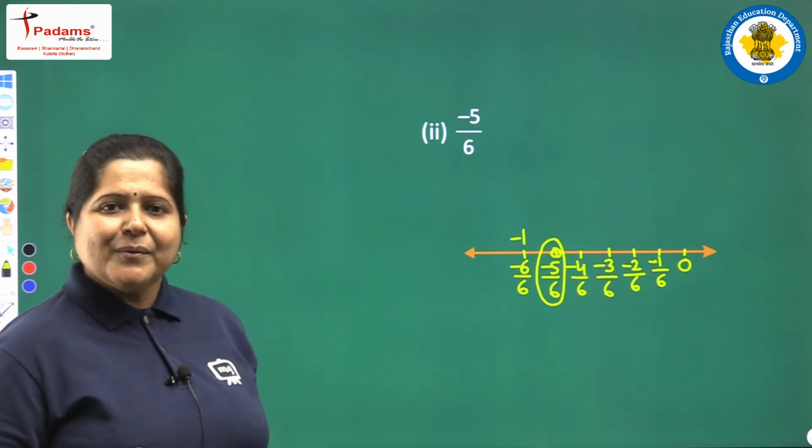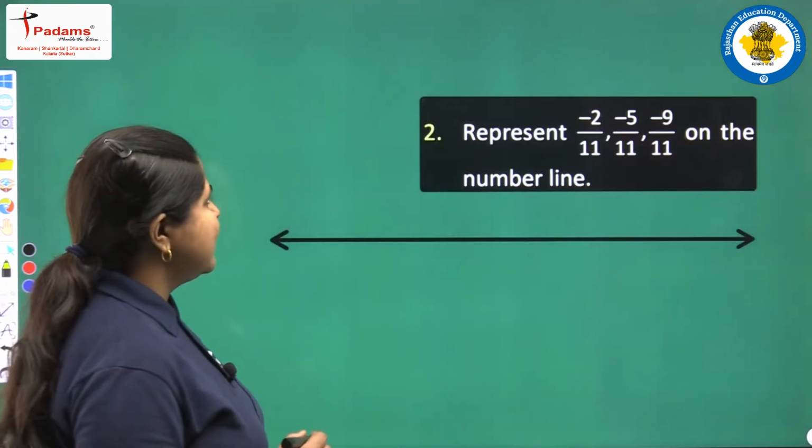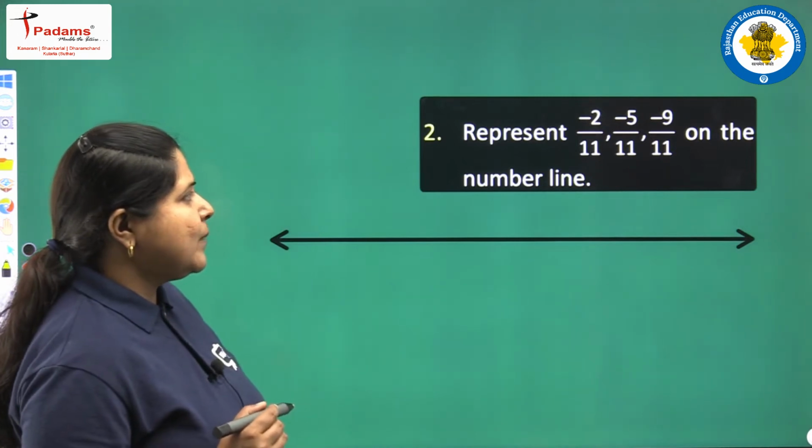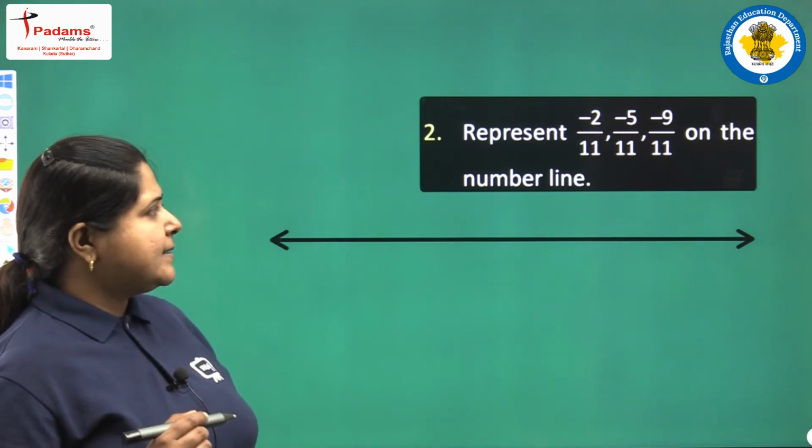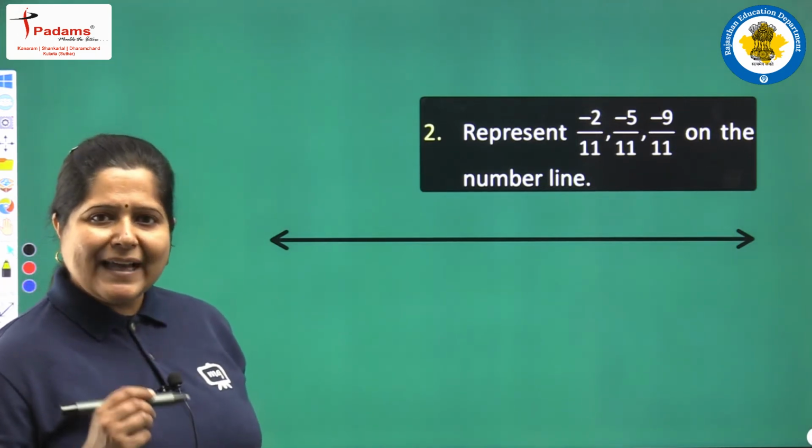Is it clear to you? We have one more question. Represent minus 2 by 11, minus 5 by 11, minus 9 by 11 on the number line.